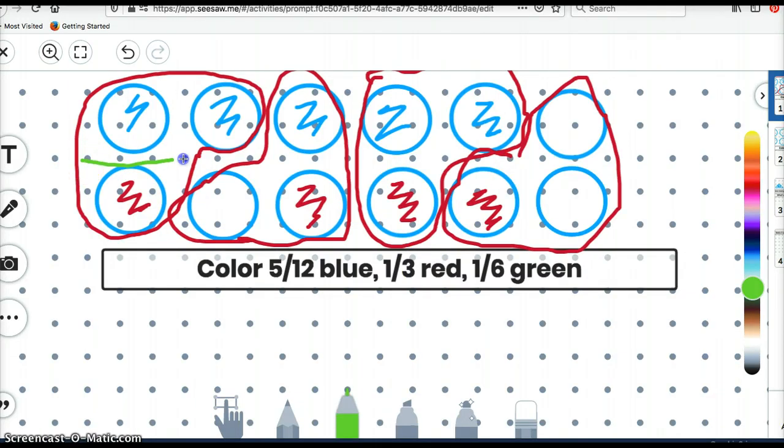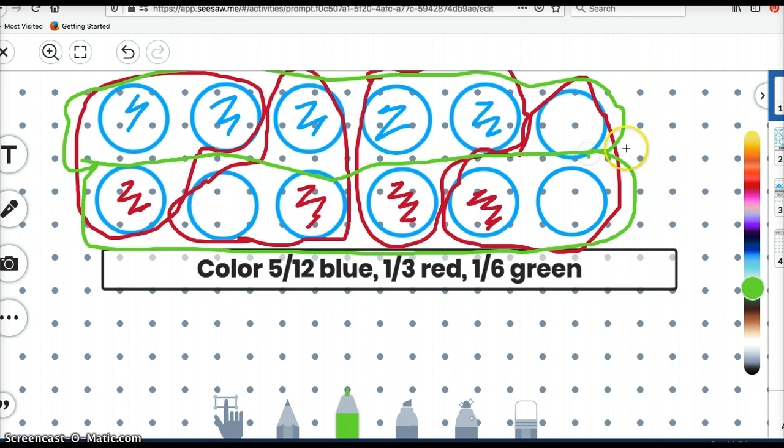So I'm going to cut this, and here's my 6 equal parts. And then the same is true for the bottom. Here's my 6 equal parts to make 1 whole. Now, out of these 6 equal parts, I need to color in 1 of them green. So now I look at the second set of 6. And I also need to make 1 of them green.